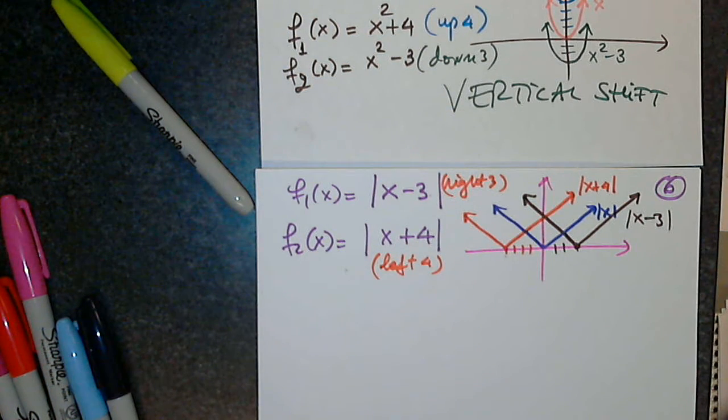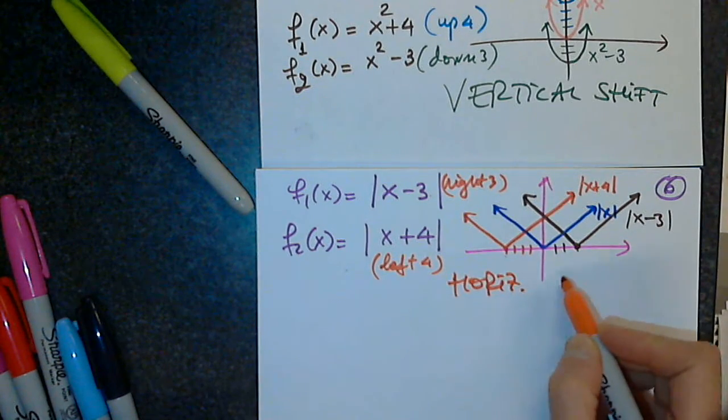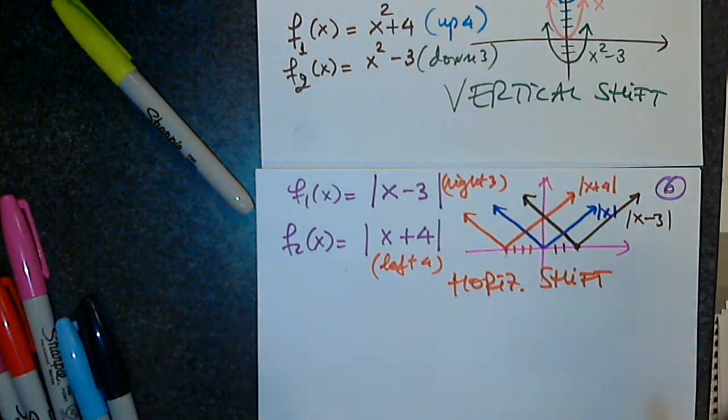So when we change x, we're talking about horizontal shift. When we change y, we're talking about vertical shift. Is that clear? Okay, so this was a horizontal shift. Perfect.